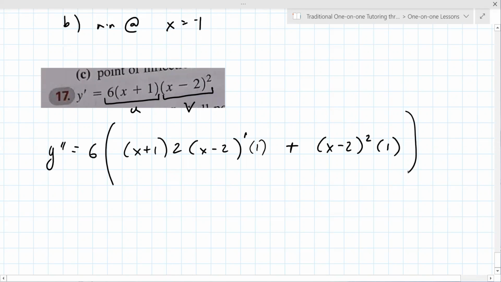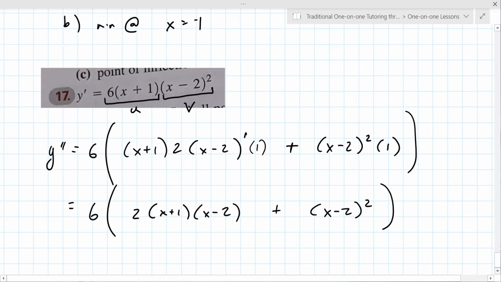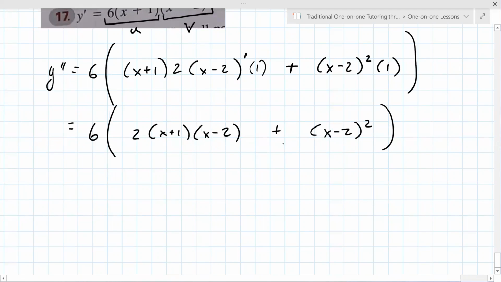Okay. So now we could clean this up. Probably the first time through, it's good to see this cleaned up a little bit. So it's 2 times x plus 1, times x minus 2, plus x minus 2 squared. So what is common to both terms here? x minus 2. Yeah, so we're going to pull that out. We get x minus 2 times 2 times x plus 1 plus x minus 2.